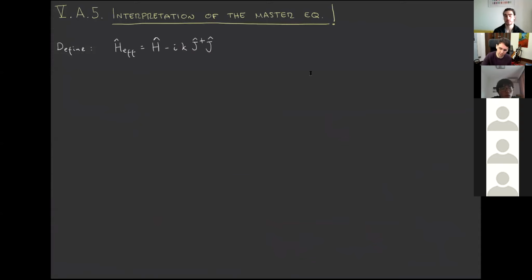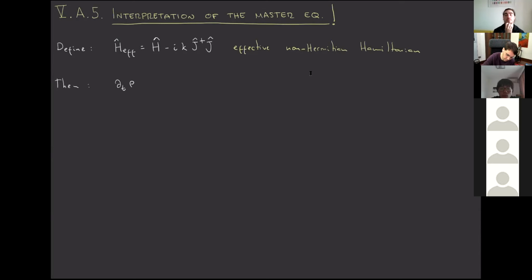So this is not a Hamiltonian, so let me call it the effective non-Hermitian Hamiltonian. And I call it a non-Hermitian Hamiltonian, but this of course is not a Hamiltonian because it's not Hermitian. So it's just a mathematical definition. But this allows me to write the master equation in a more compact form.